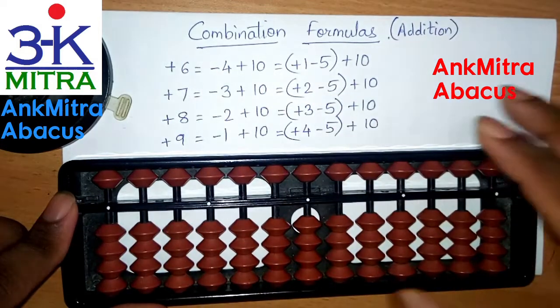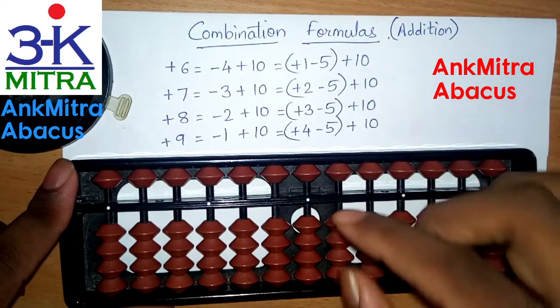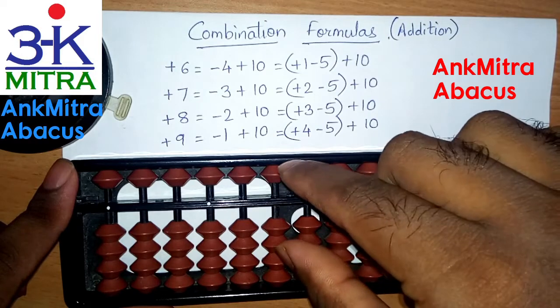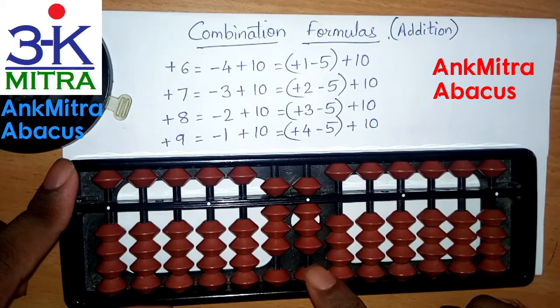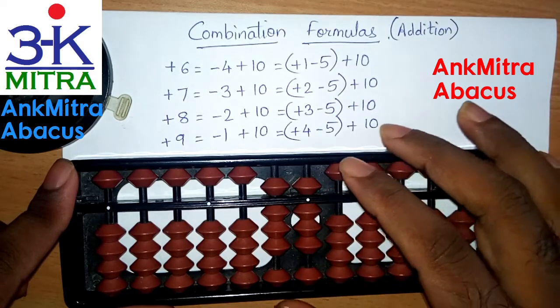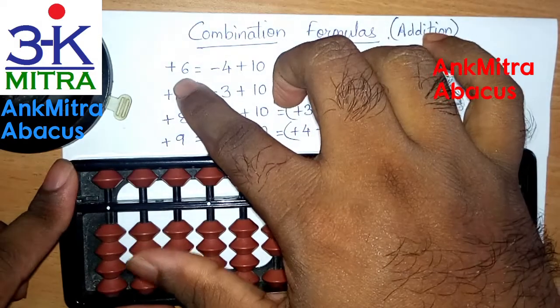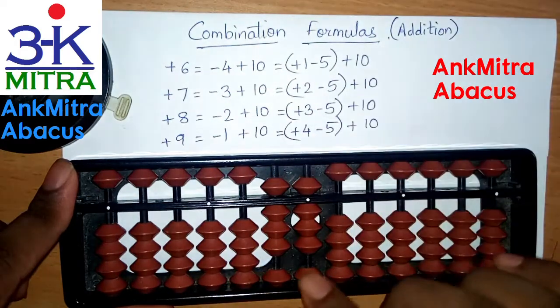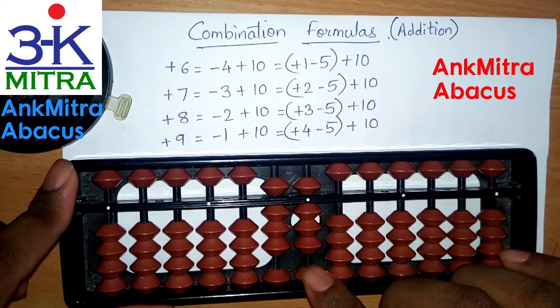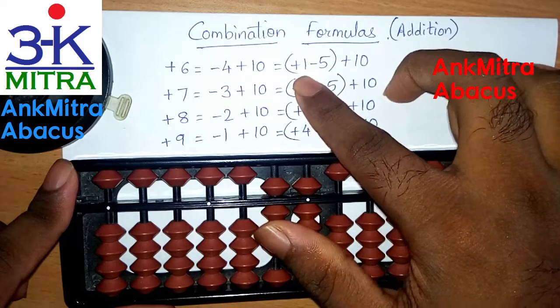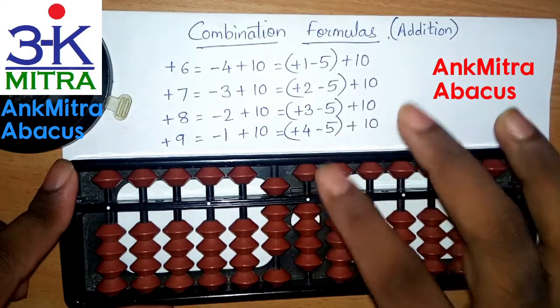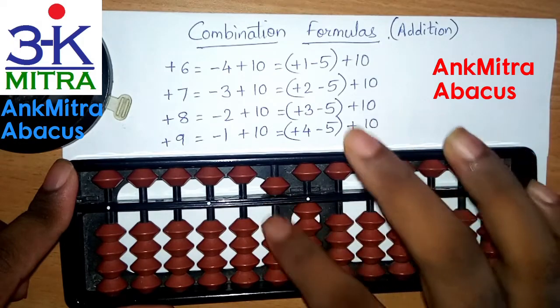Let's look at another example here. Suppose we have the number 88. Now in this number, suppose we have to add 6. For adding 6, we need to subtract 4, which we don't have 4 beads available to subtract directly. So what we do is we use the combination formula, that is plus 1 minus 5 and plus 10.